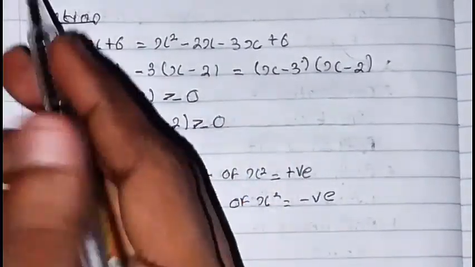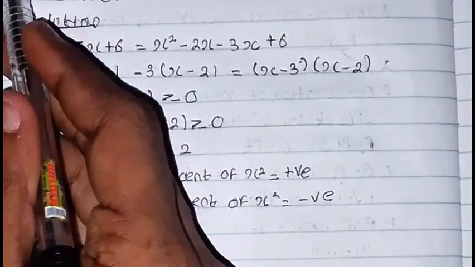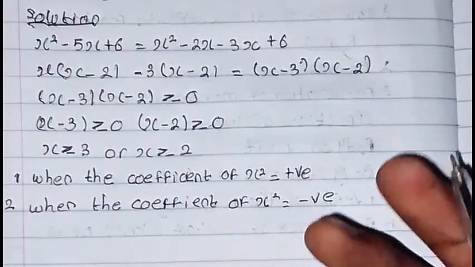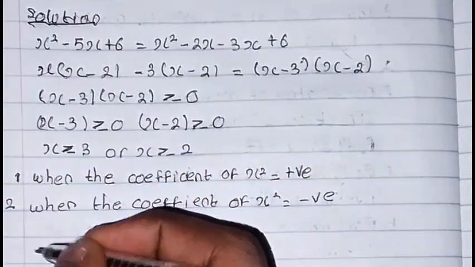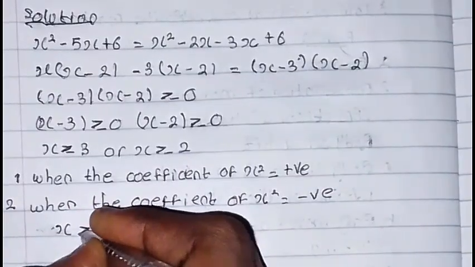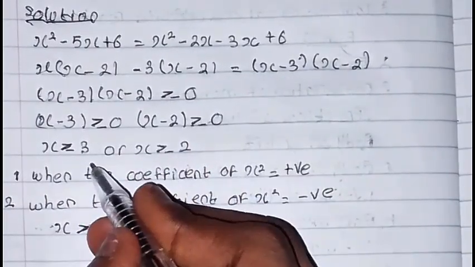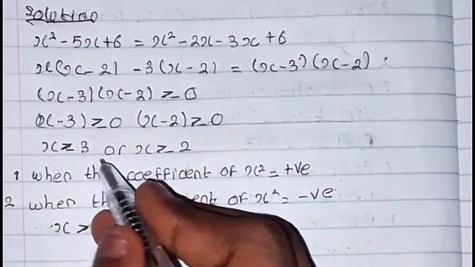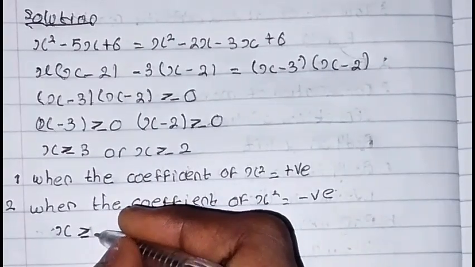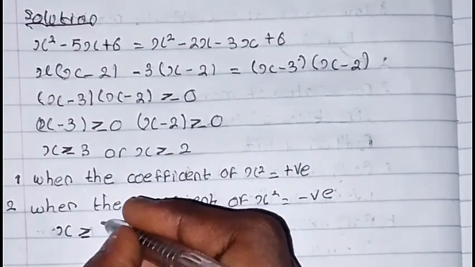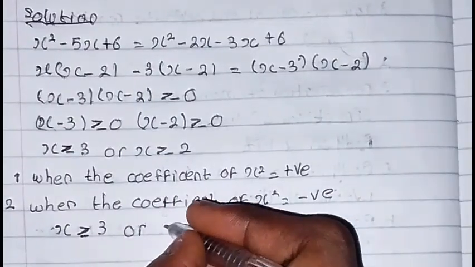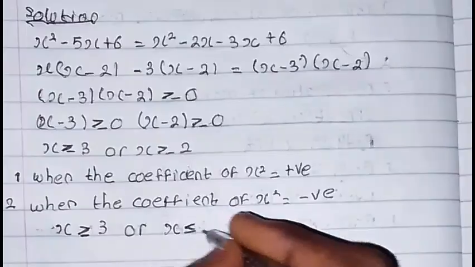Now, since the coefficient of x squared is 1, which is positive, we're going to use case 1. And what does case 1 involve? To find the actual range for case 1, x is greater than the bigger root. The bigger root between 3 and 2 is 3. So x must be greater than or equal to 3, since it can also be equal to 0, or x less than the smaller root, so x less than or equal to 2.